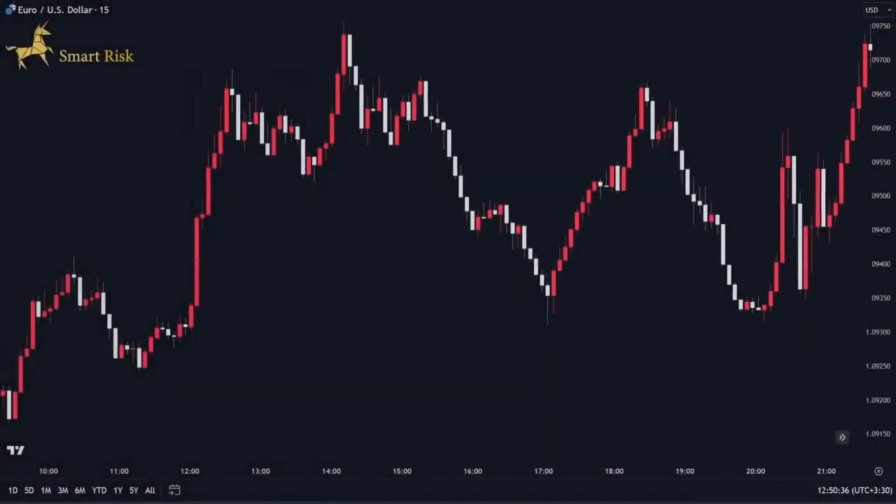So here we have Euro-Dollar 15-minute time frame chart on the screen. As you can see, the market's overall direction is in an uptrend. Upon analyzing the chart, we notice that the price has established a bullish break of structure, by breaking and closing above this major high. With the emergence of the break of structure, our focus should now shift to identifying order blocks associated with the BOS.